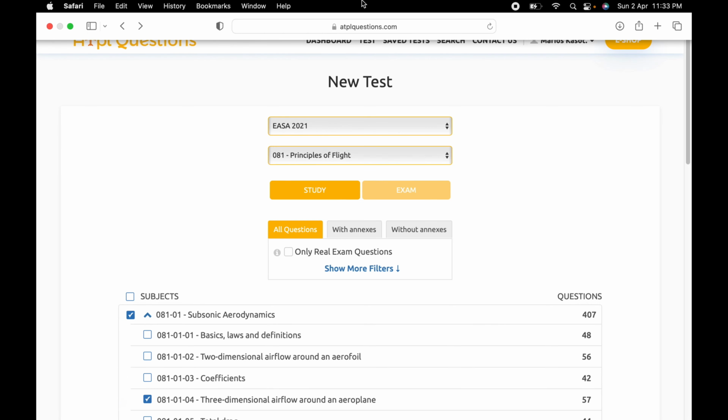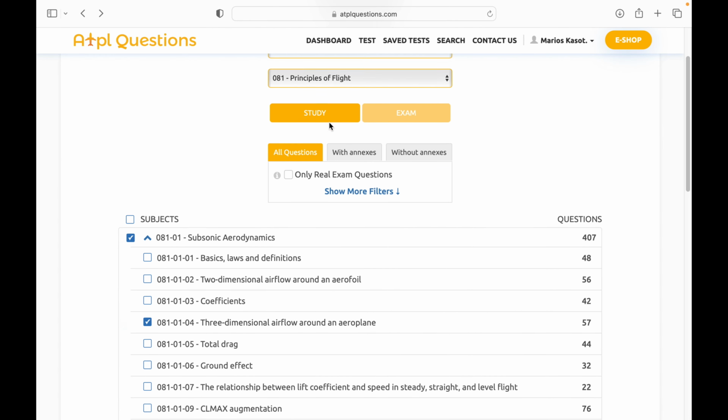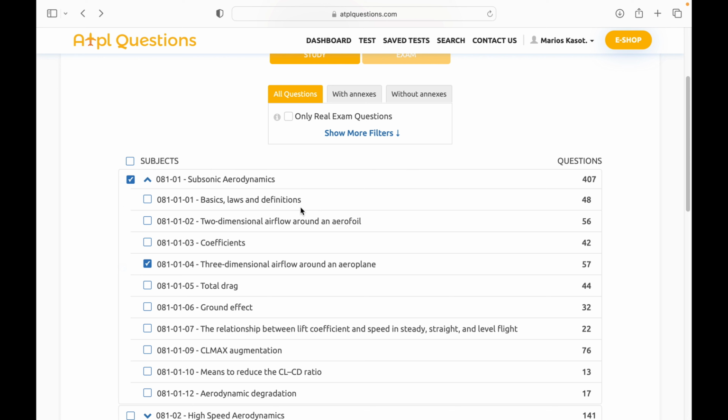Welcome everyone, welcome to class 4. In today's lesson we will be discussing three-dimensional airflow around an airplane, span-wise flow and wingtip vortices.